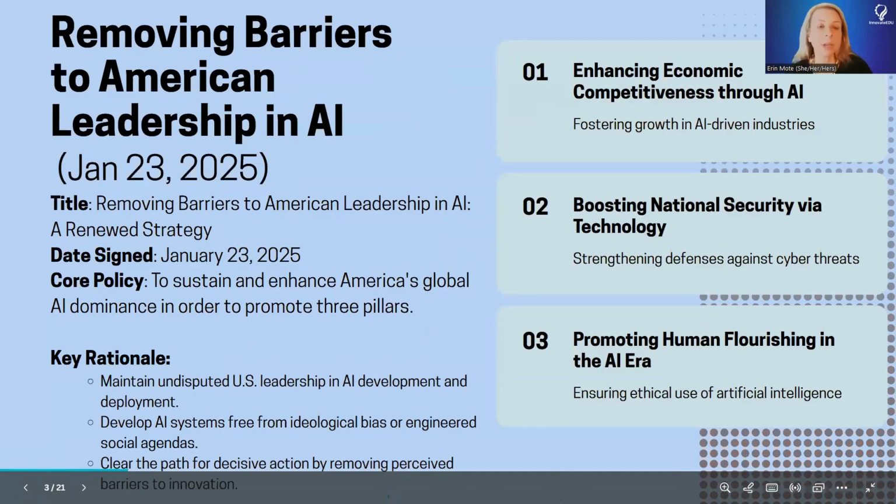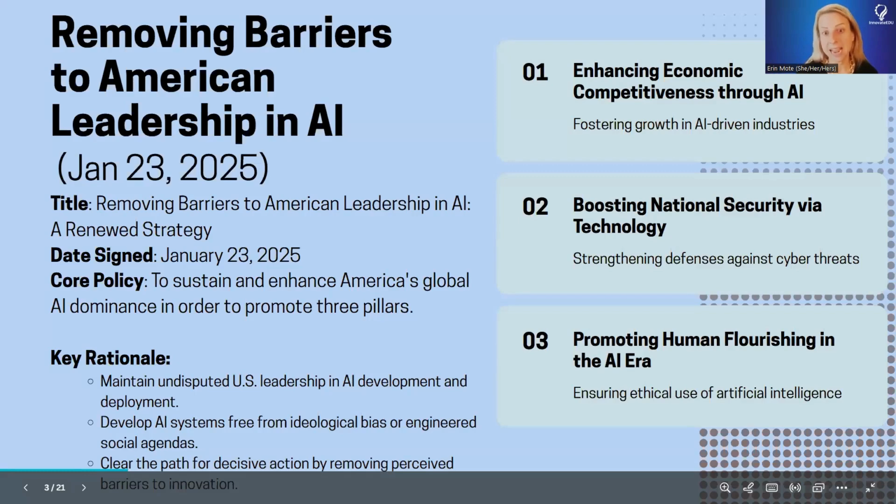Great. So as I said, the AI EO builds on a January 23rd executive order that talked about the Trump administration's policy and their vision around AI and society. And really that focus was 3 pillars: enhancing economic competitiveness through AI. So how do you foster growth in AI-driven industries? It's important to name that that's a very broad set of industries in this space.